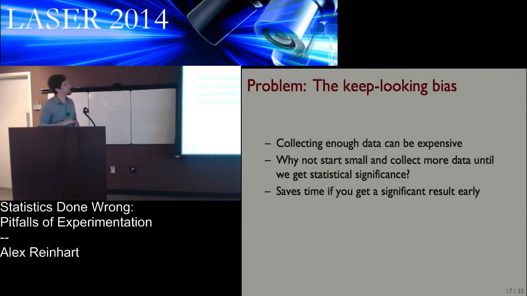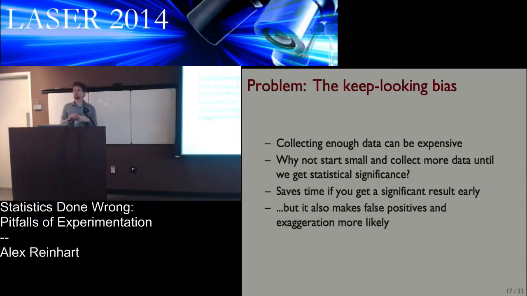But I've labeled this a problem and given it a cool name, which means it's probably a problem. This is actually the physicist's name for it, the keep looking bias. I have a prejudice that physicists name things better than statisticians do, because the statisticians call it sampling to a foregone conclusion. Because the problem is, it makes false positives and exaggeration more likely. The statistical name sort of suggests why. You're sampling until you get significance, so you're going to get significance.